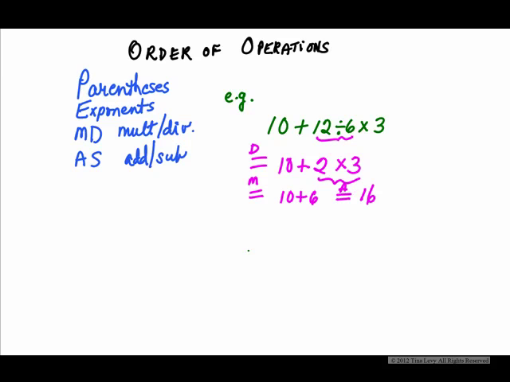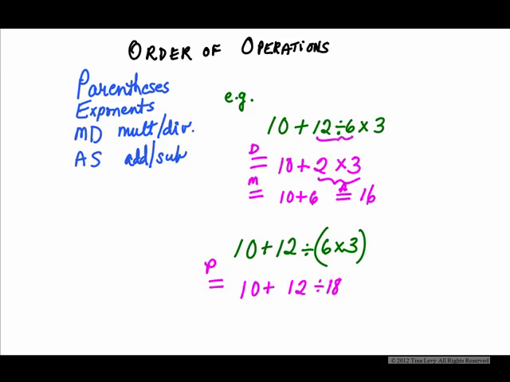Now a variation, suppose I had the problem 10 plus 12 divided by 6 times 3, only now I put parentheses around the 6 times 3. So my first step here is parentheses. This is 10 plus 12 divided by 18. But we can write this as 10 plus 12 over 18.